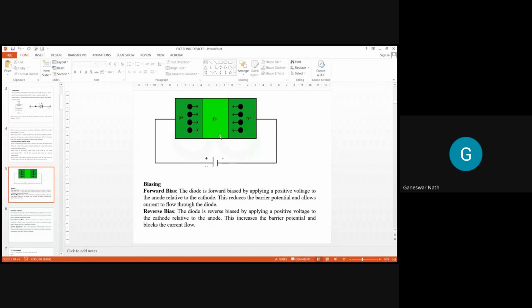Then you can find the width of the depletion layer, or this middle layer, will simply increase, and this blocks the current from moving in the circuit. So this increases the barrier potential and blocks the current flow. This is the concept that happens in biasing.